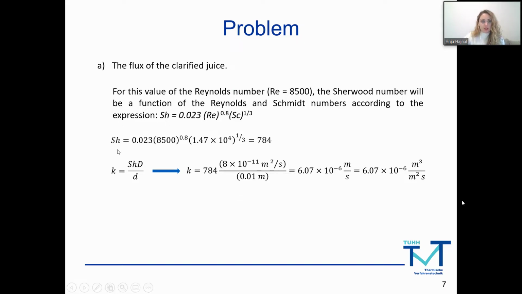If we introduce these values into equation number 3, you should get the Sherwood number of 784. And from there, you can easily calculate the K value, which will be 6.072 times 10 to the power of -6 meter cubed over meter squared second. I leave this for a minute so you can copy or double check your answers.